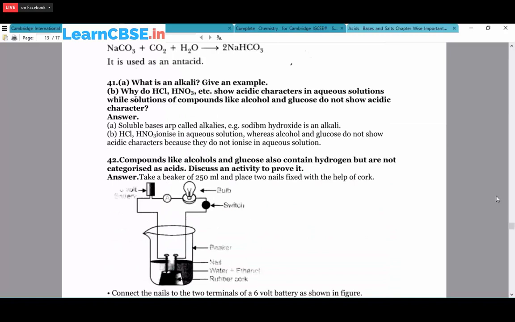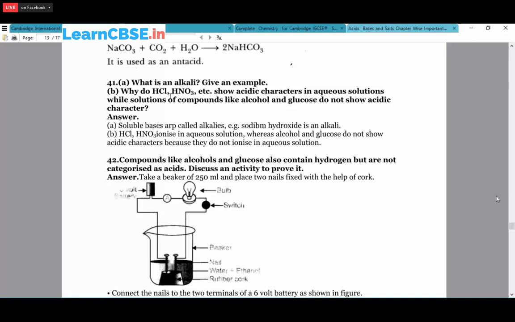What is an alkali? Give an example. So an alkali is a soluble base. We call it an alkali. For example, sodium hydroxide, because the group 1 metal hydroxides are easily soluble in water.